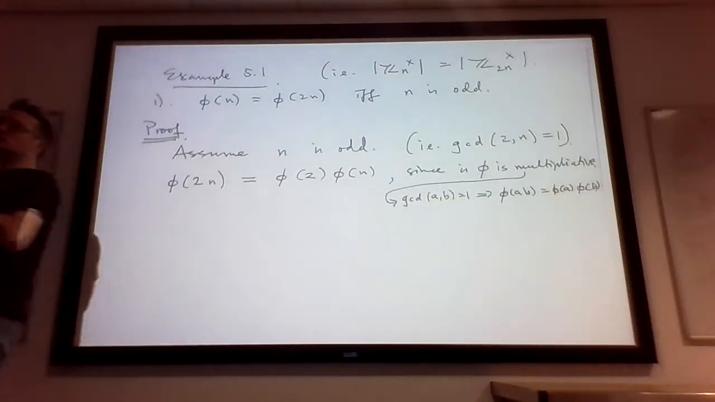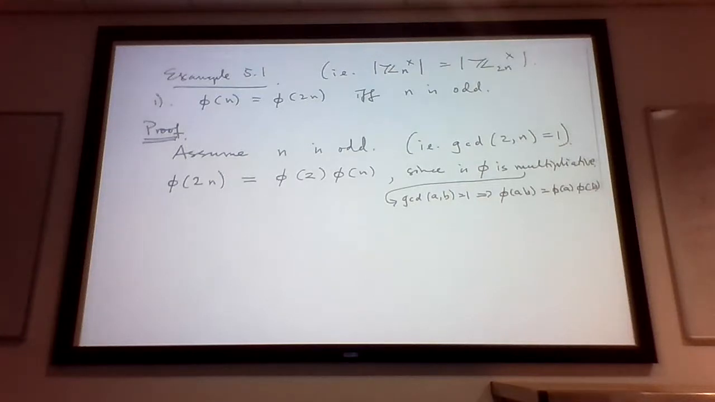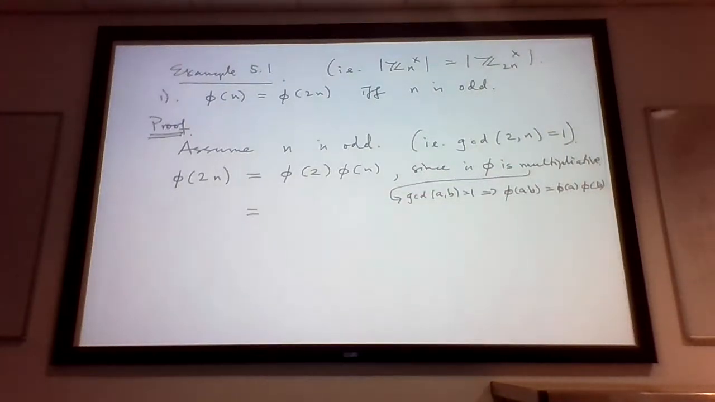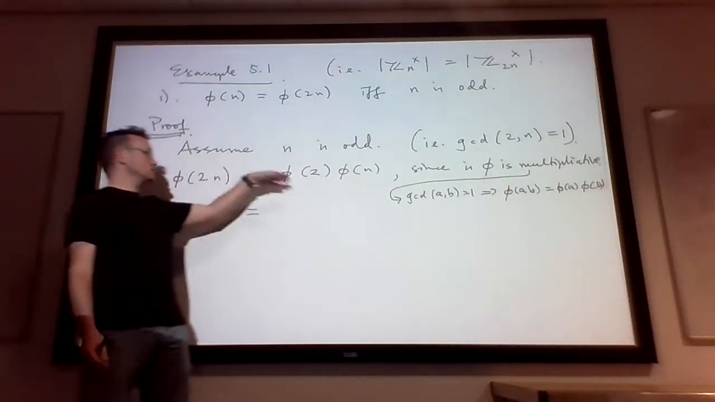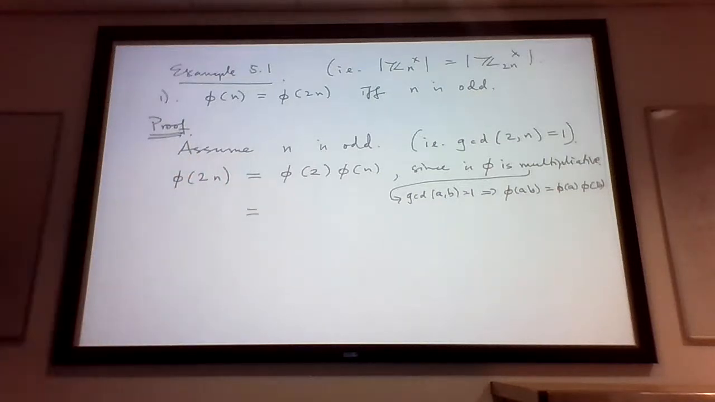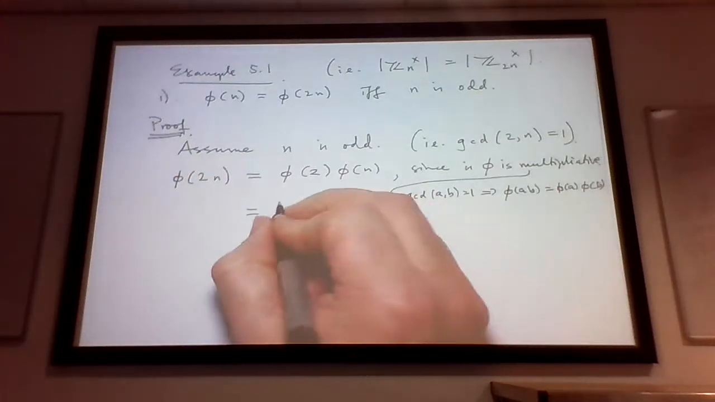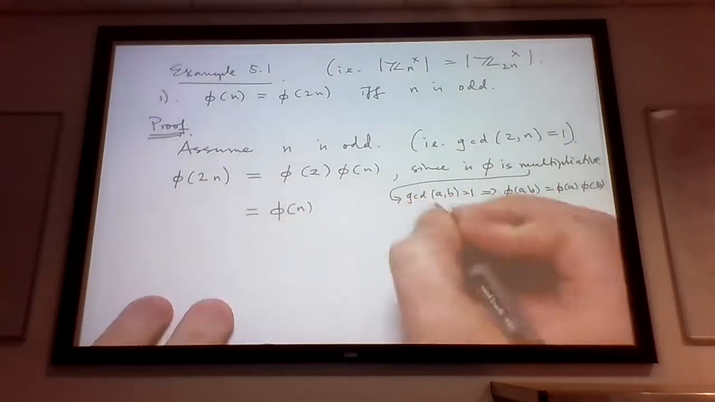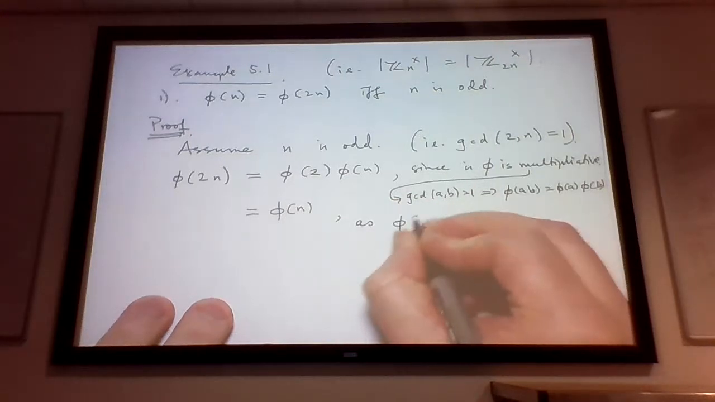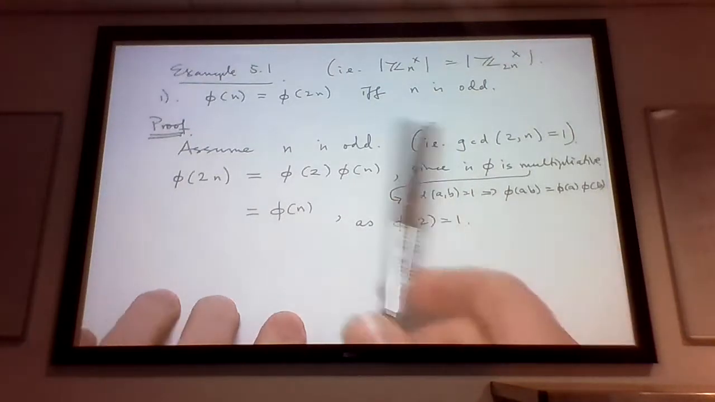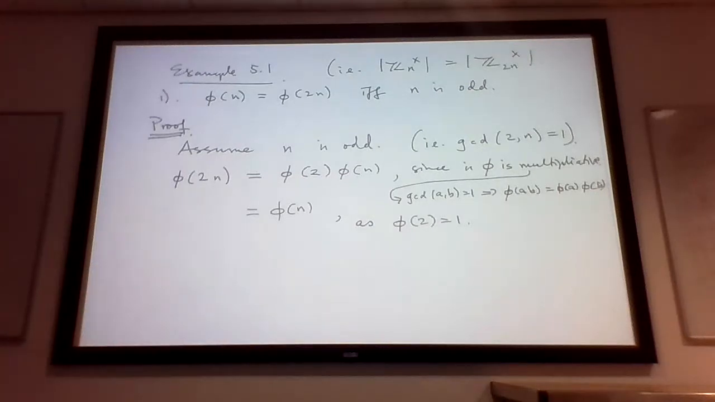What is phi of n? We don't know, but phi of 2 we do. It's just 1. So how many integers between 1 and 2 are co-prime to 2? Well, there's only 1. So this is equal to phi of n. That's phi of 2 as well. So that direction is rather quick. What directions are they?